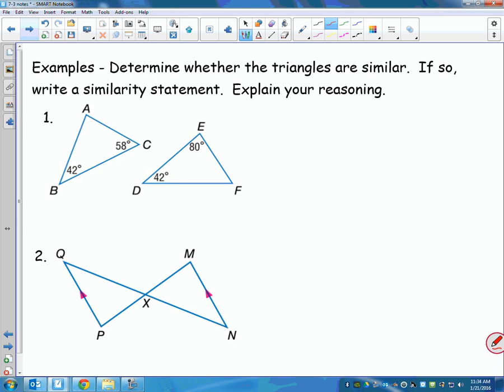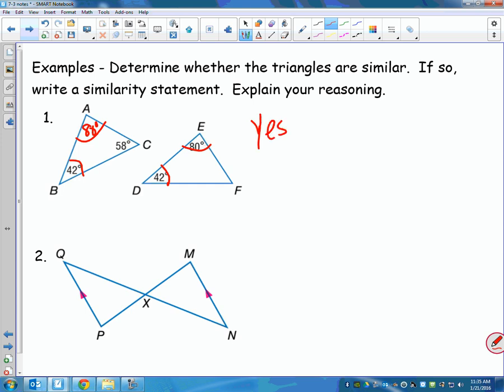Sydney, how could I find what angle A is? If you do that, what do you get? So based on that, is that enough information to say they're similar? Because now 42 and 42 are congruent, 80 and 80 are congruent, which means this is also going to be 58. Sure. Yes. So, are they similar? Yes.